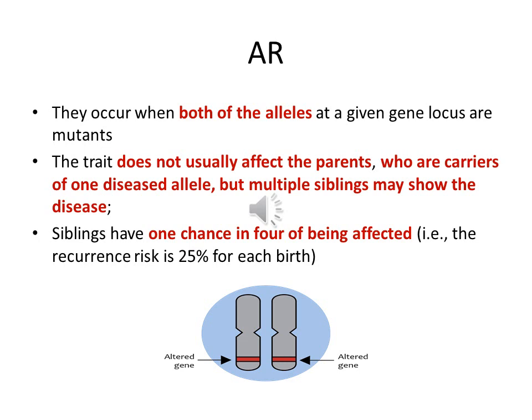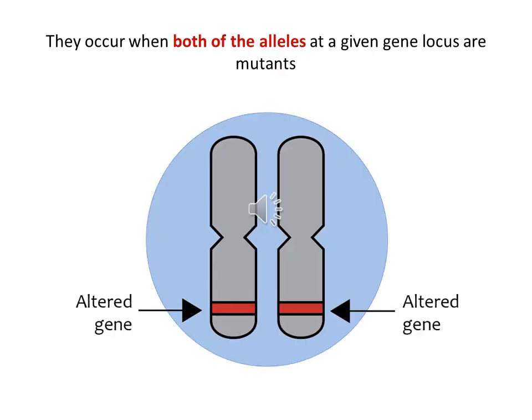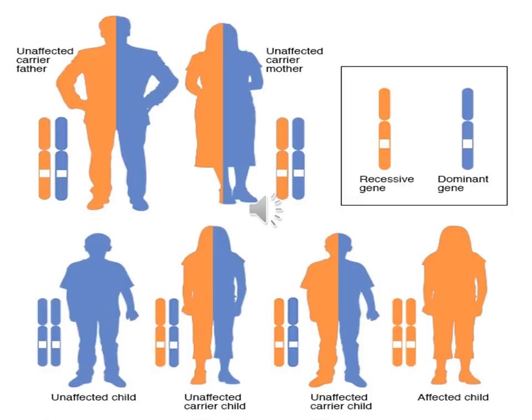The chance of producing a child with the disease is 25% for carrier parents. So, when both alleles are mutant, the recessive disease will become symptomatic. In this picture, the parents are carriers, meaning that each one carries one mutated gene. 50% of the children are carriers, and the risk of affected children is 25%.